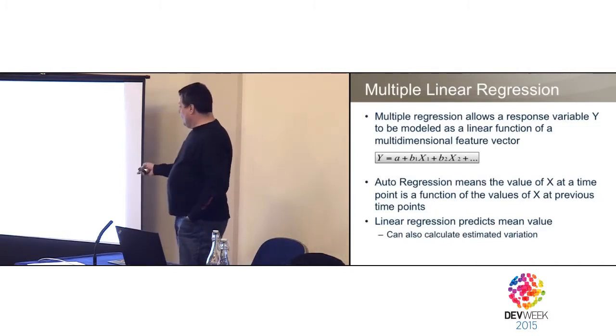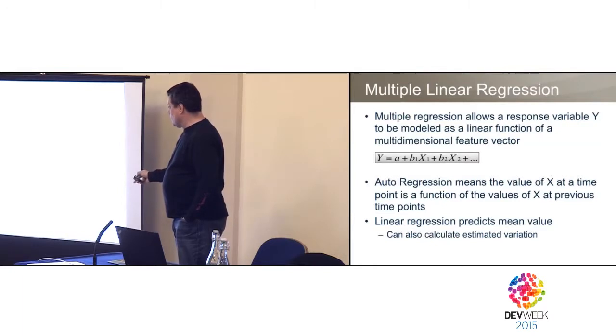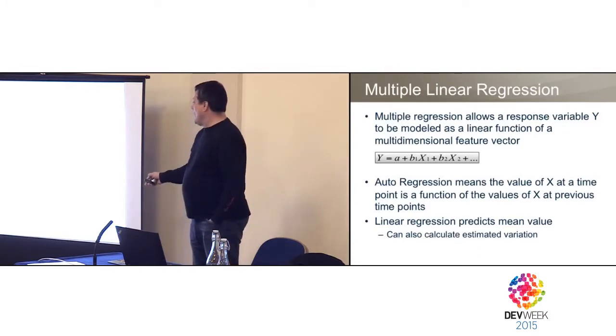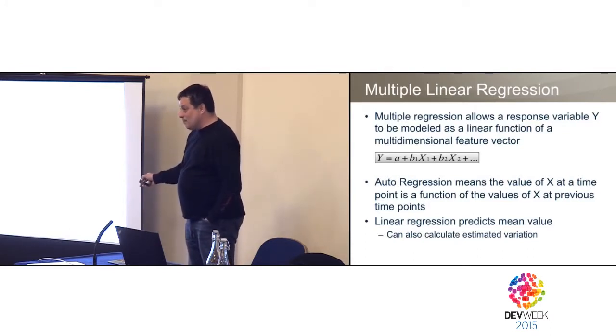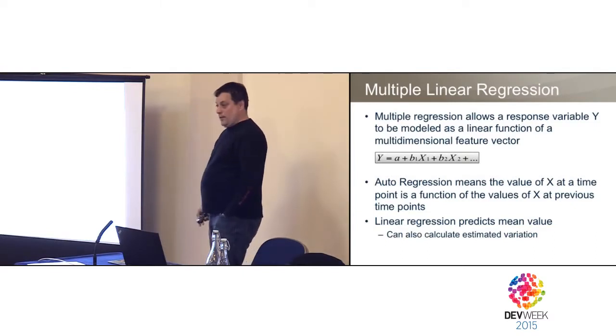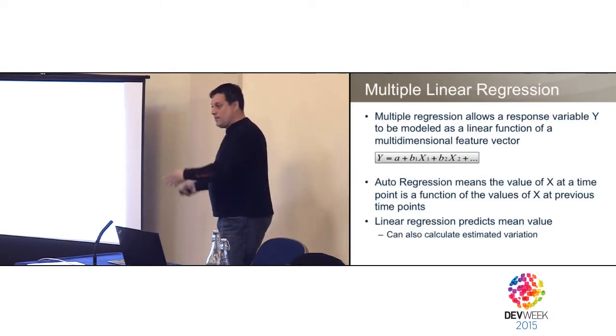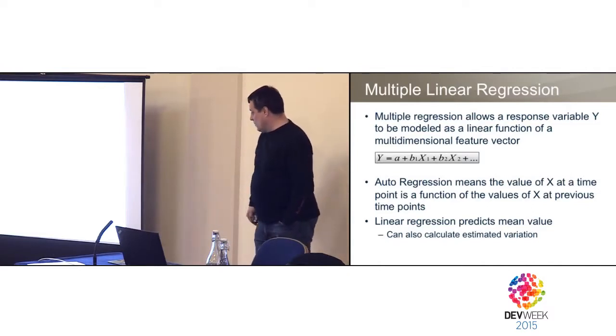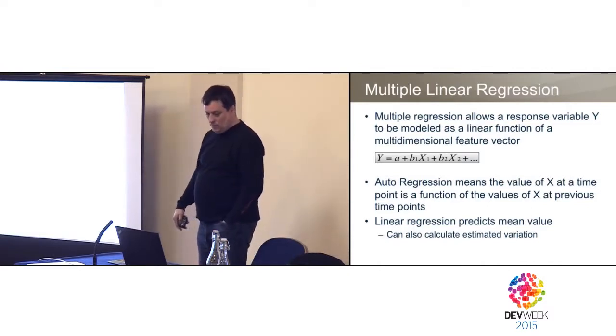Now, if instead of these independent variables x1, x2, and so on, we use the dependent variable in previous time points. So instead of x1, I use y in time point current minus 1, whatever it is, day, month, year. And instead of x2, y in time point current minus 2. Then I get so-called autoregression. I express the dependent variable with previous values of the dependent variable. So this is autoregression.